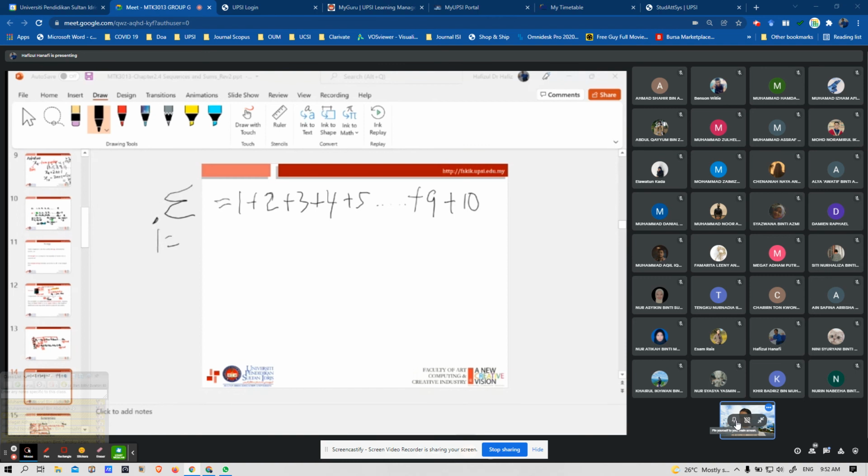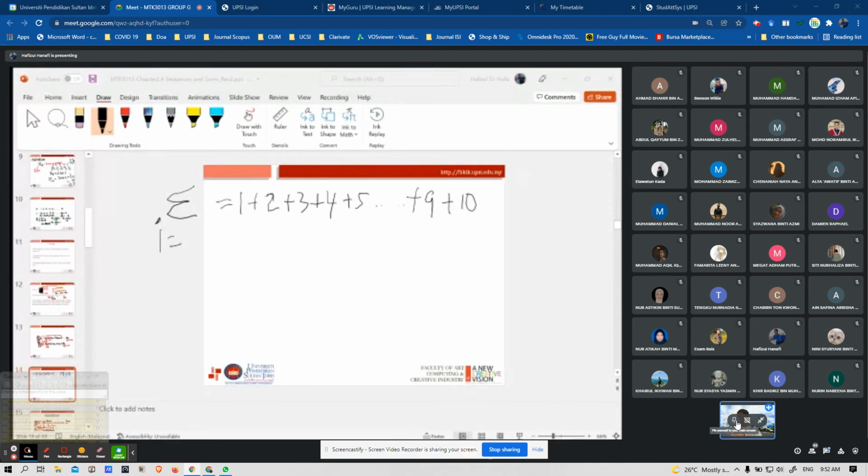Start from 1, and the upper limit is 10. And it goes to 10. And I'm going to sum the i's. We want to sum the I.